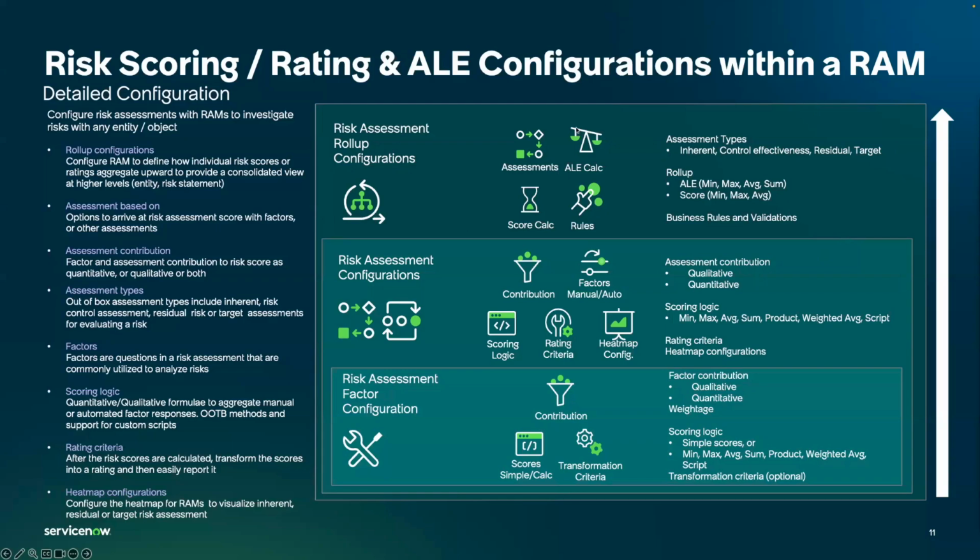And then the top layer, roll-up configuration. Finally, you define aggregation. Which assessment types participate in roll-up? What formulas apply? Sum, average, maximum, minimum for both ALE and scores? What business rules and validations govern the process? This layer transforms individual assessments into enterprise risk posture.